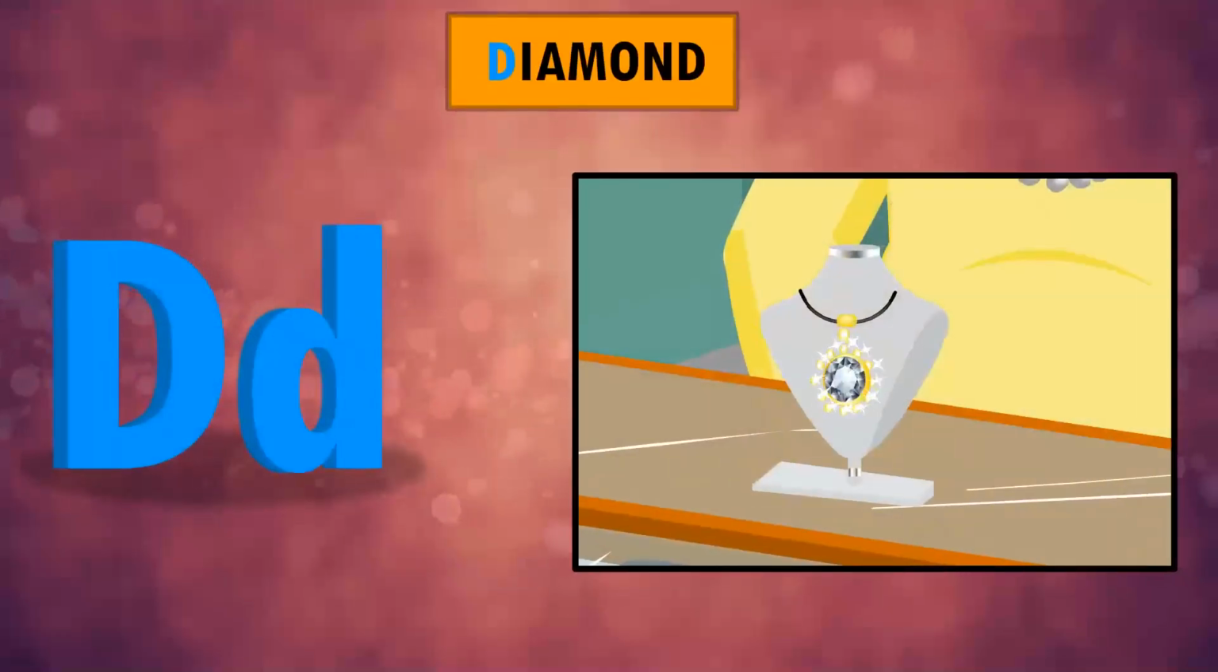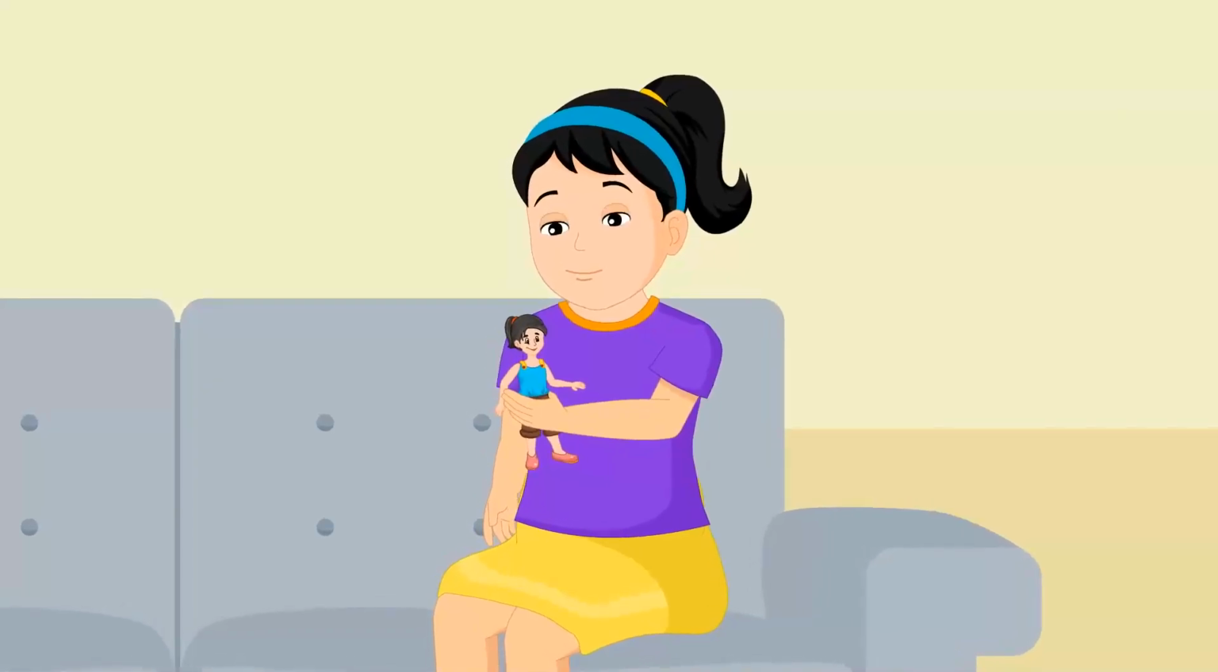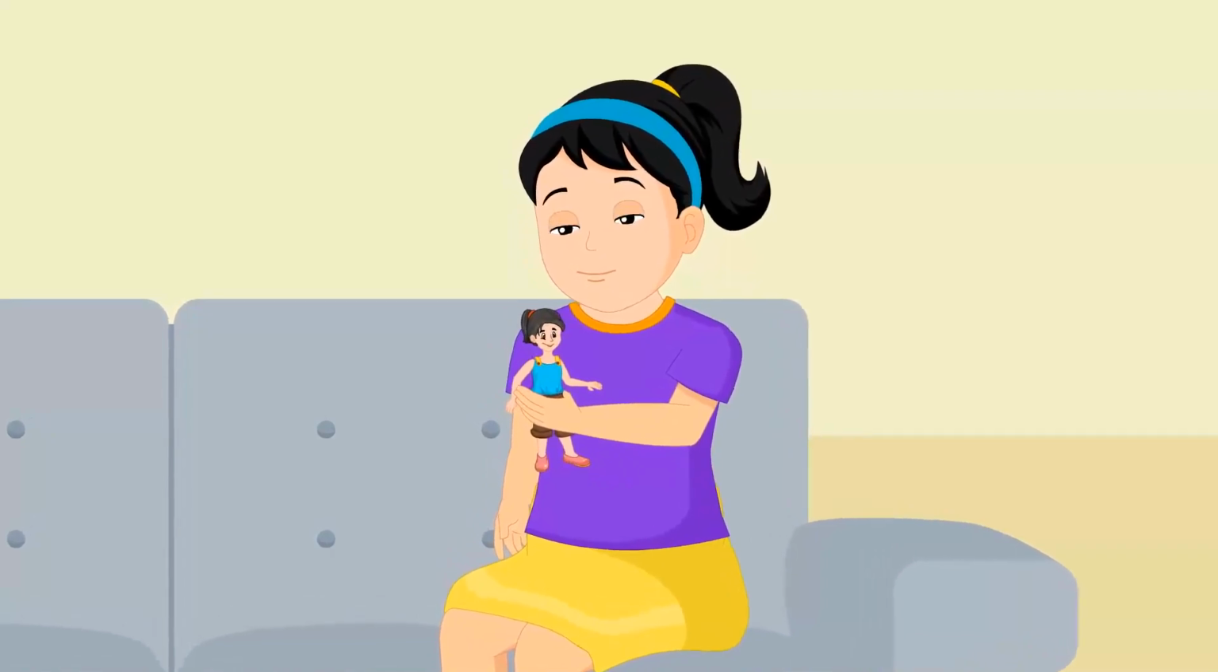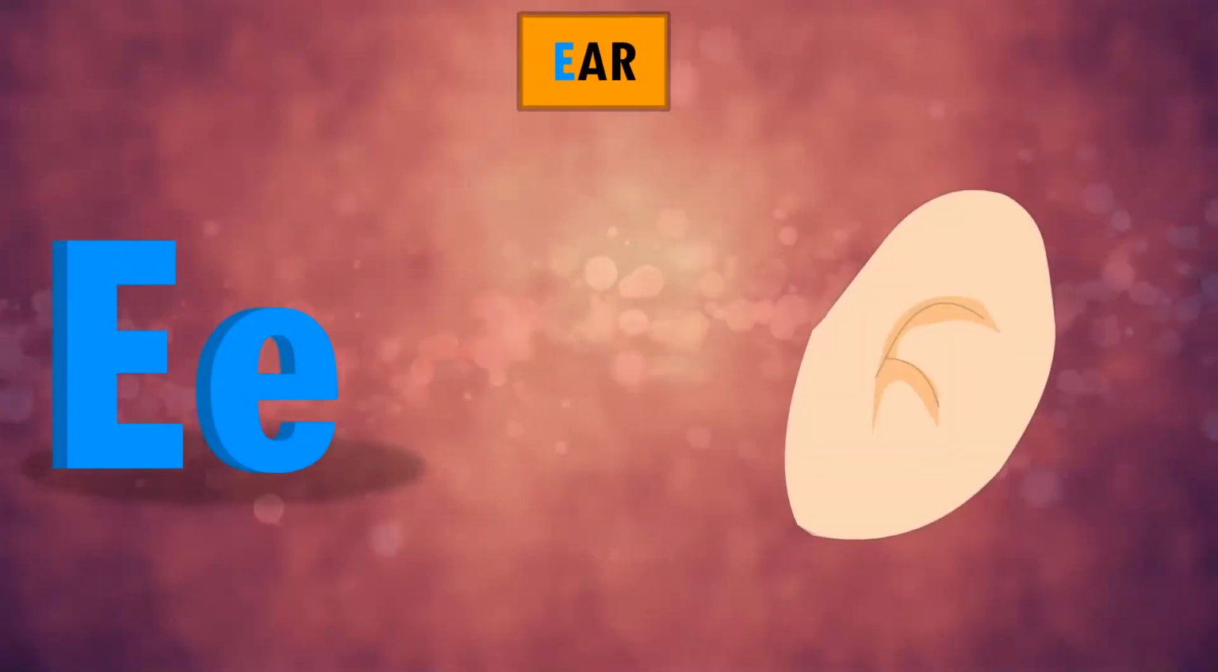D for diamond and D for doll. D, d, d. E for eagle and E for ear.